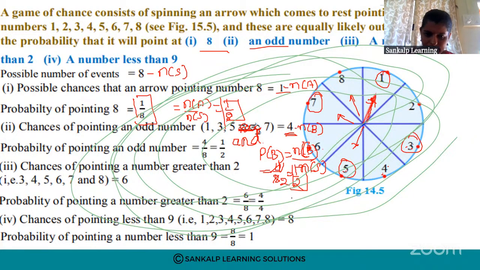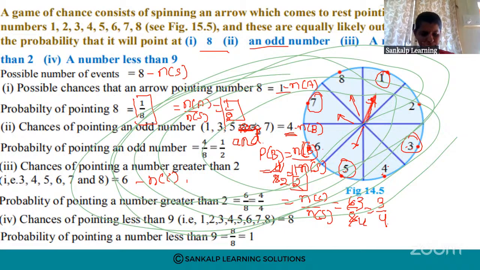This I will call n of c. Probability of pointing a number greater than 2 is n of c divided by n of s. n of c is 6 divided by 8. 2 3s are 6, 2 4s are 8. That means 3 divided by 4 is the probability. Next, chances of pointing less than 9.